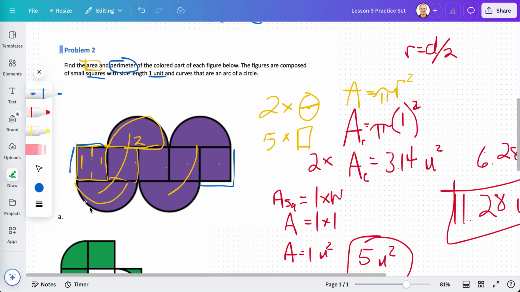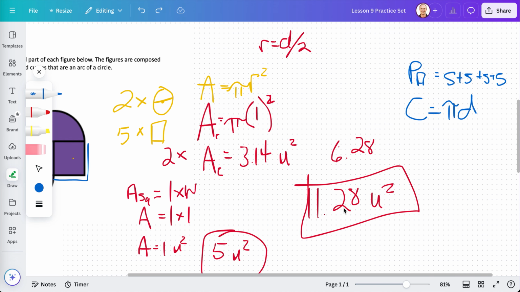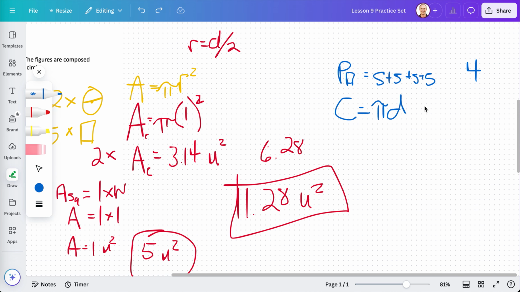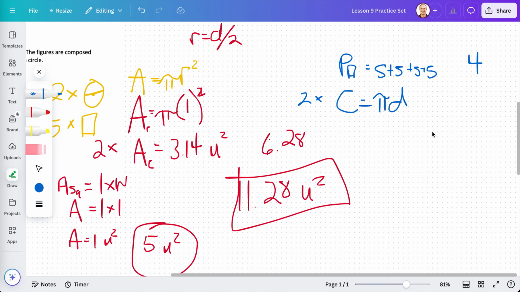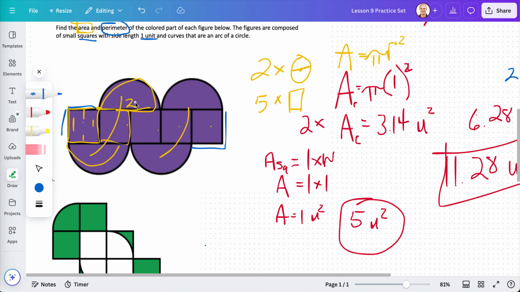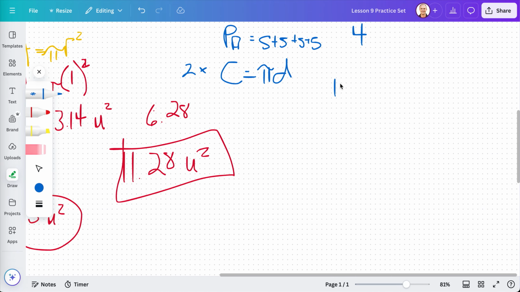And now we need to find the circumference or the perimeter of these circles. And it looks like if we put these halves together, we're going to have 2 full circles. So let's do this and multiply by 2. So the diameter we know is 2. So pi times 2 equals circumference.